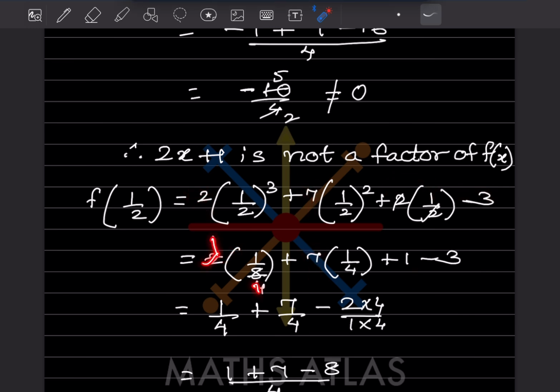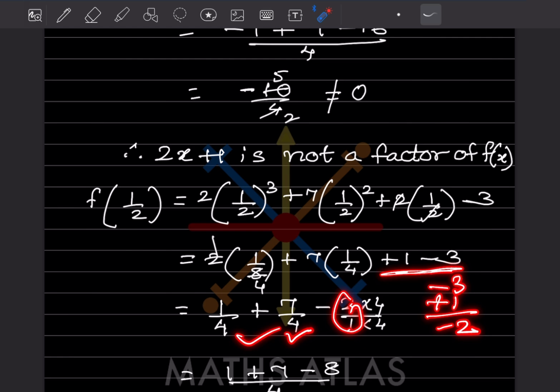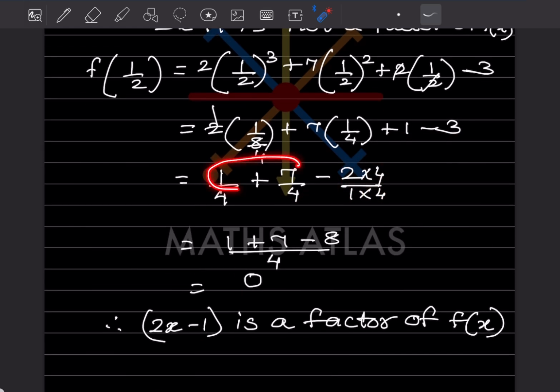So 2 1s are 2, 2 4s are 8. So this will be 1 by 4. Plus this will be 7 by 4. Again here we can say plus 1 minus 3. So that is going to be minus 2. So minus 2 by 1. Again here the LCM is going to be 4. So multiplied by 4, this will be 1 plus 7 minus 8 by 4. So this will be 8 minus 8, that is going to be 0.